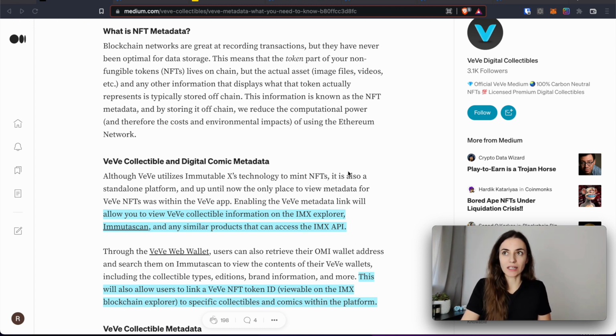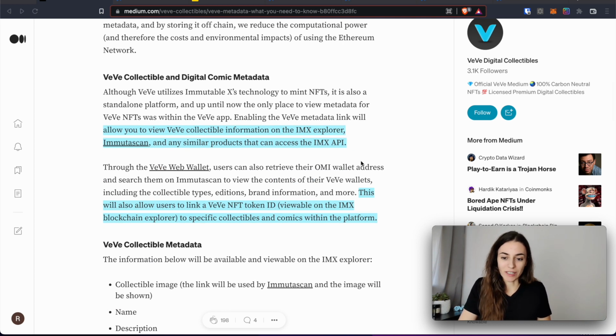So that means that other NFT explorers such as Rarible, for example, will also be able to show the metadata for our NFTs now on their platform. And this is really exciting because like that we will finally get more visibility of our collectibles also outside of the Veve community.